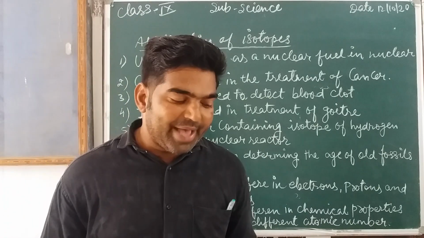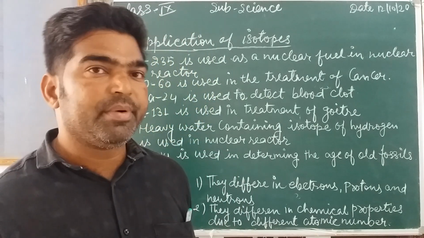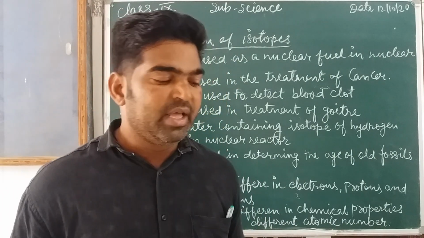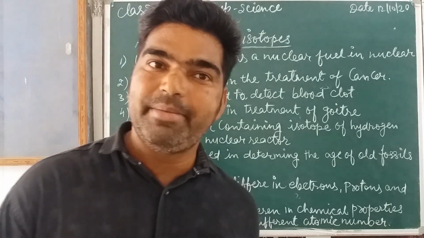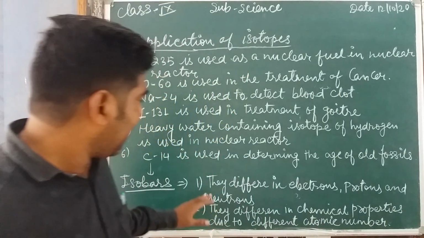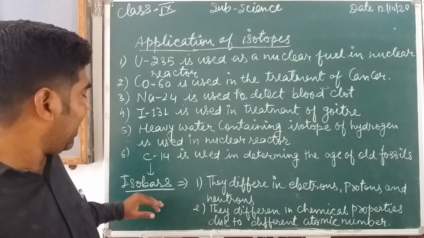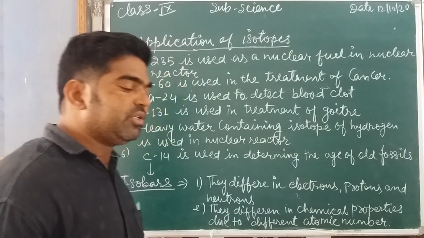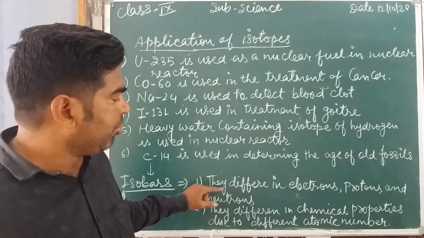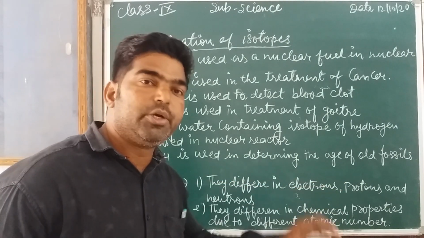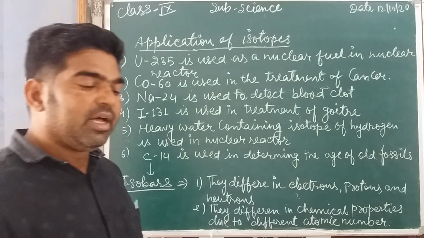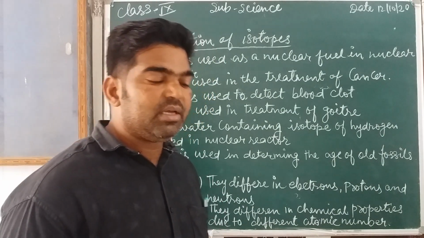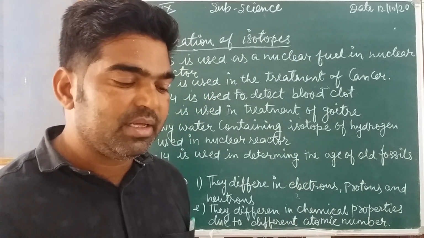But isotopes differ in the number of neutrons. Note down: isotopes differ in the number of neutrons. Therefore, they differ in physical properties, but have the same chemical properties. In place of isobars, write isotopes. Isotopes differ in the number of neutrons, and second, they differ in physical properties but have the same chemical properties.